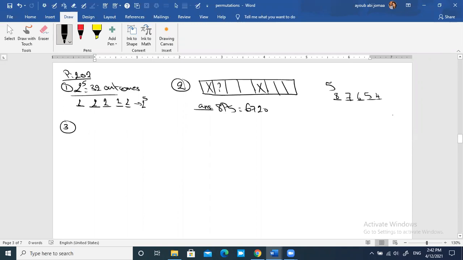Exercise 3. Determine the number of 3-letter words that can be formed from the letters of the word amour. We need a 3-letter word in which the letters are from the word amour.